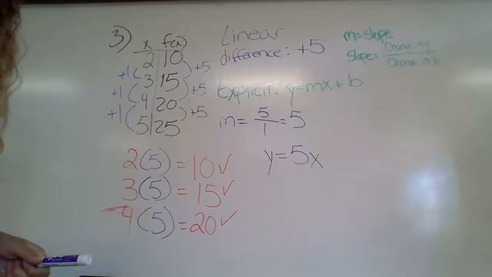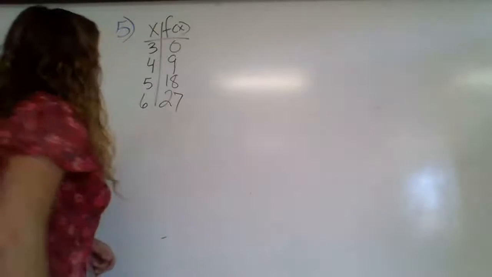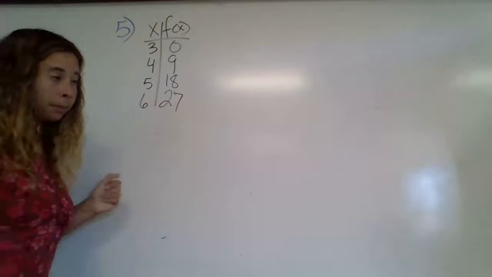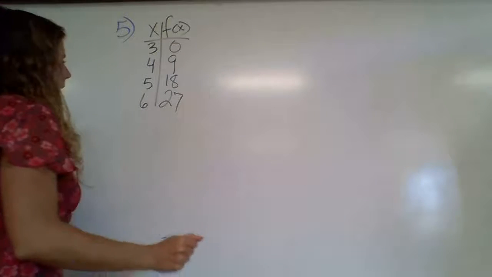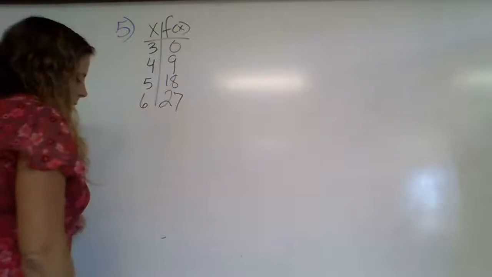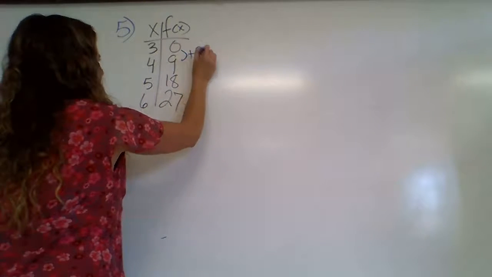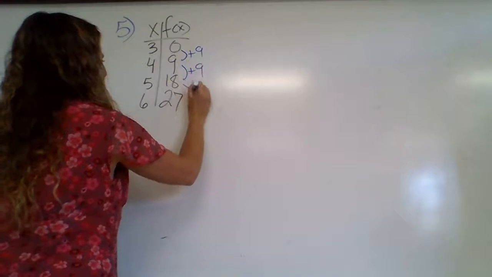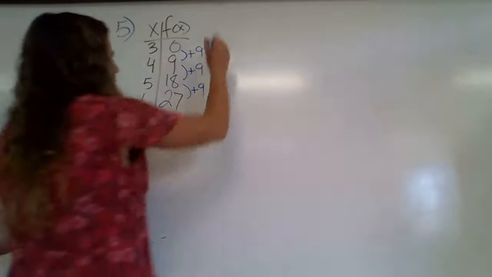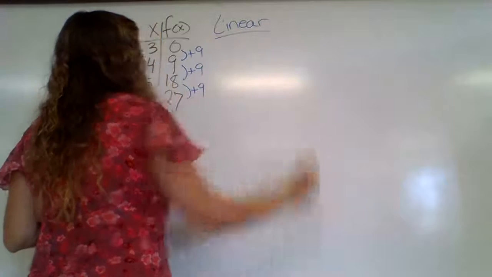That's number 3. And we're back with number 5. So first things first, is it linear or exponential? Well, let's see. I'm going from 0 to 9 to 18 to 27. So I'm adding 9 each time. Plus 9, plus 9, plus 9. Perfect. So then if I'm adding the same thing each time, it's linear. Ta-da!